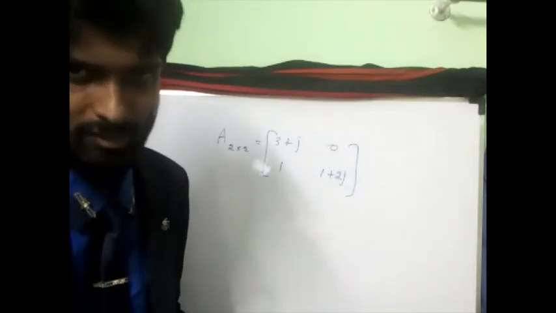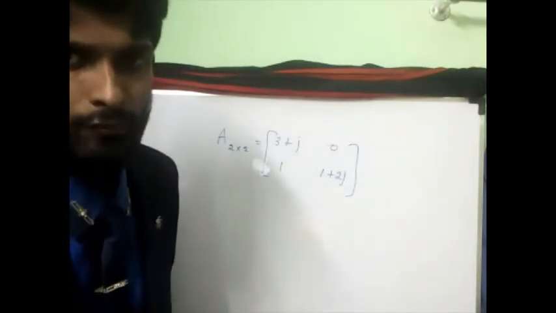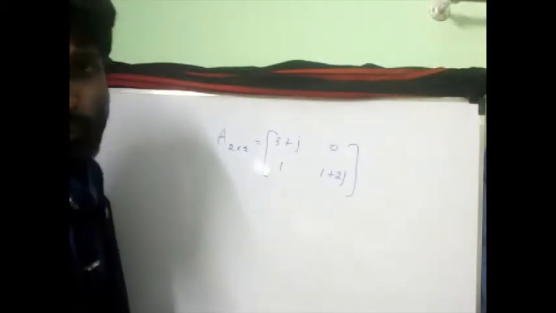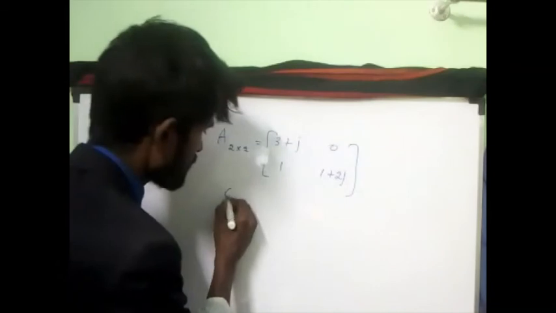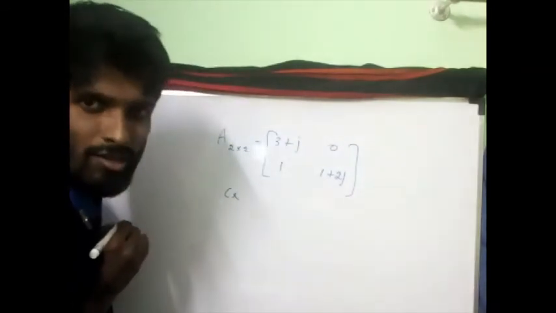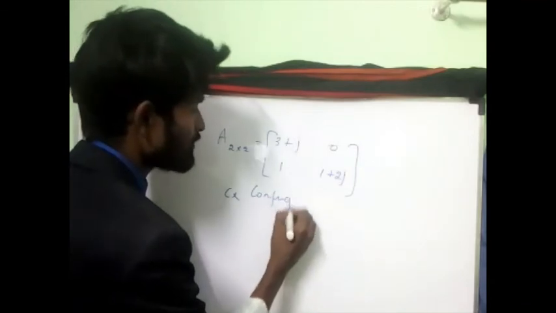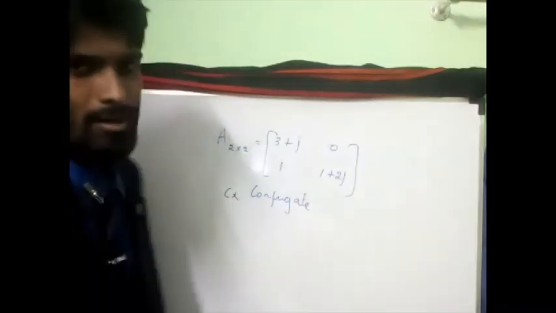It's called a complex matrix. So now I wish to find the transpose of this complex conjugate. How is it possible? First of all, we have to find the complex conjugate, or in short form, CX. Complex conjugate means nothing more to worry about.